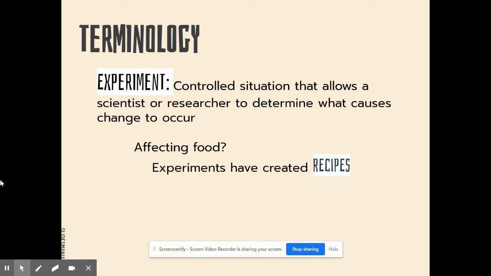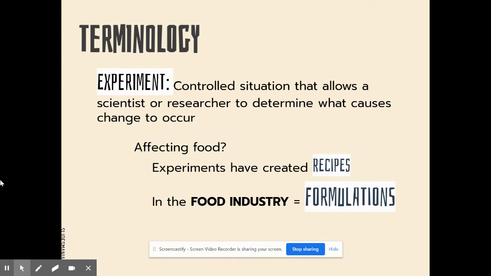Through these experiments, we've created recipes. But when we're talking about food production and the food industry, we talk about food formulations. It's important for an experiment or a recipe or formula to be scientific. It must be replicable. That means you should be able to repeat the same recipe and get the same product each time you make it. No matter who makes it, it should turn out the same.